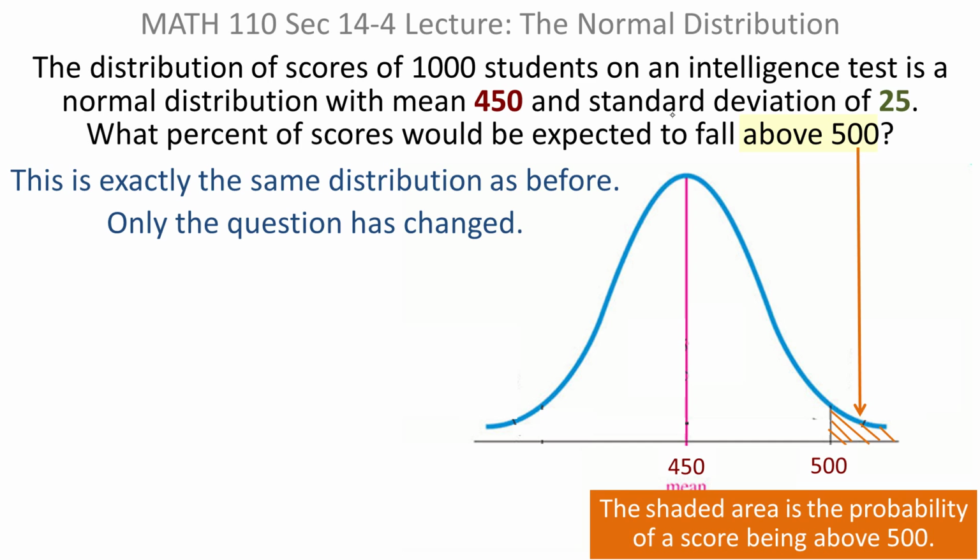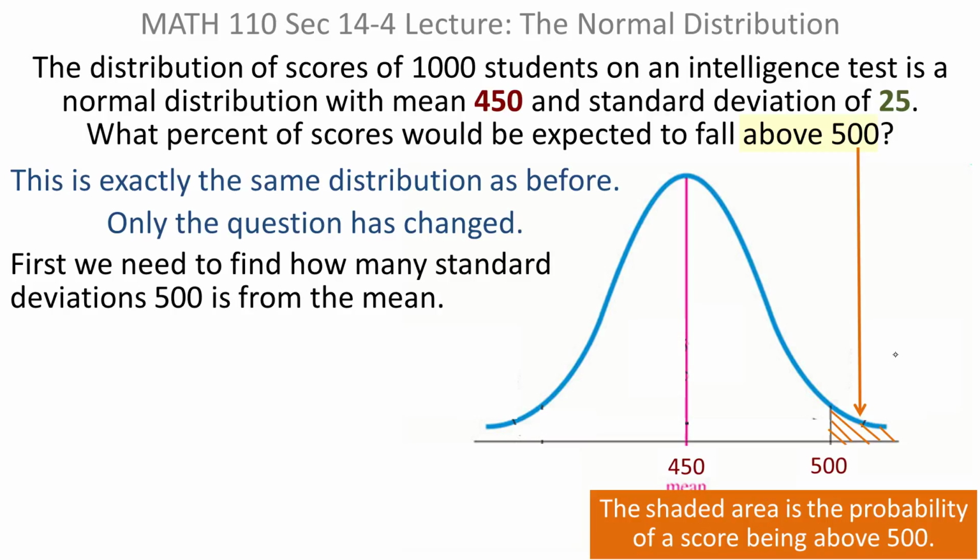So if we think about it, the 450 mean goes on just as before, but now we're not interested in a percent between, we're looking at a percent above 500. So if you look at it on the graph, we're looking at that. The orange shaded area is the percent that we are interested in.